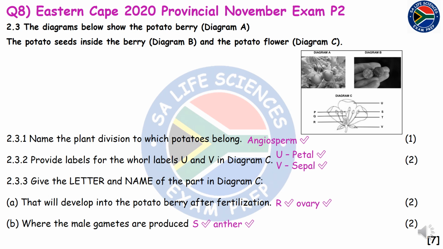2.3.2, provide labels for the labels U and V in diagram C. So U is the petal, V is the sepal.